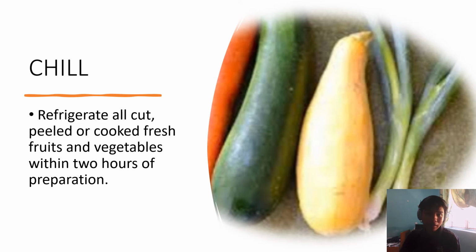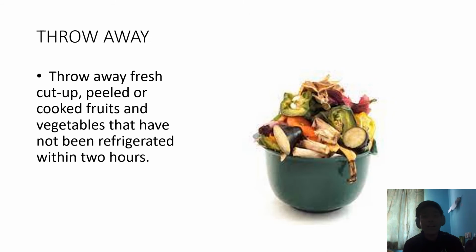Step number 5 is chill. It means refrigerate all cut, peeled, or cooked fresh fruit and vegetables within 2 hours of preparation. The last step is throw away. Throw away fresh cut up, peeled, or cooked fruit and vegetables that have not been refrigerated within 2 hours.